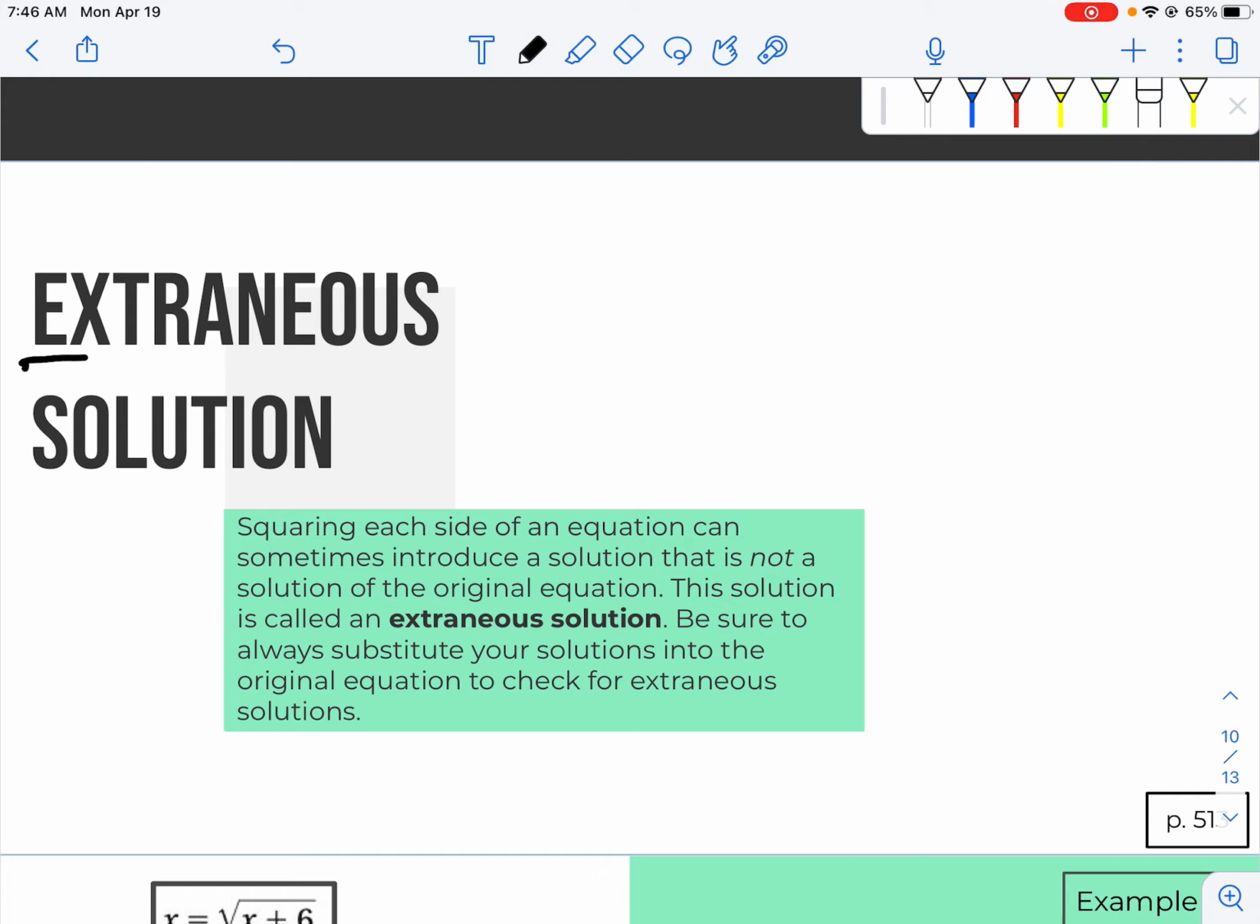Now our term, extraneous solutions. Notice extraneous has the word extra inside of it. That's going to be important here in a second. Squaring each side of an equation can sometimes introduce a solution that is not a solution of the original equation. This solution is called an extraneous solution.